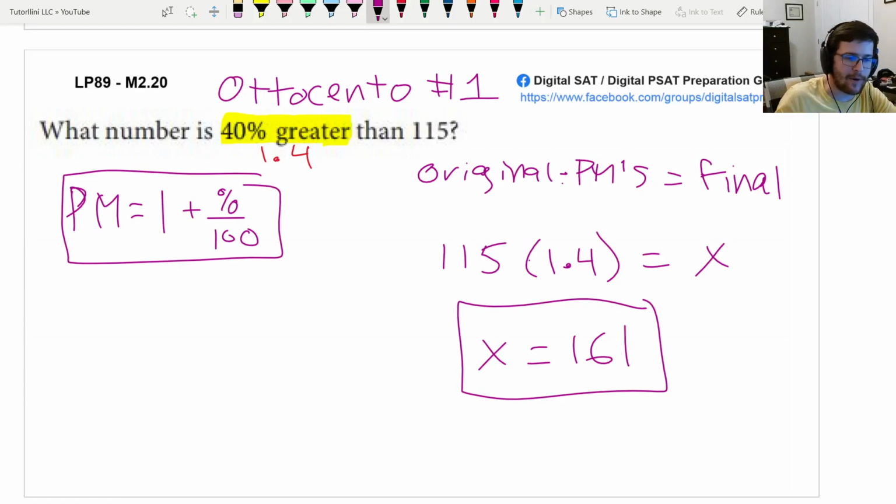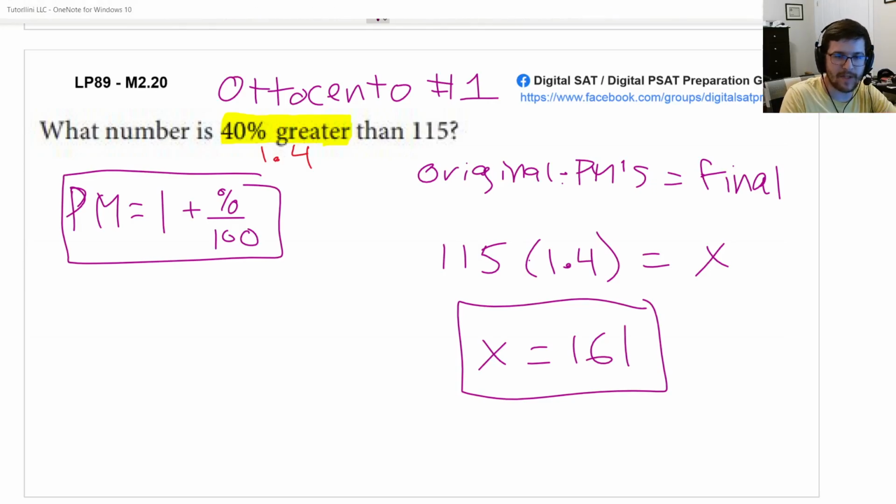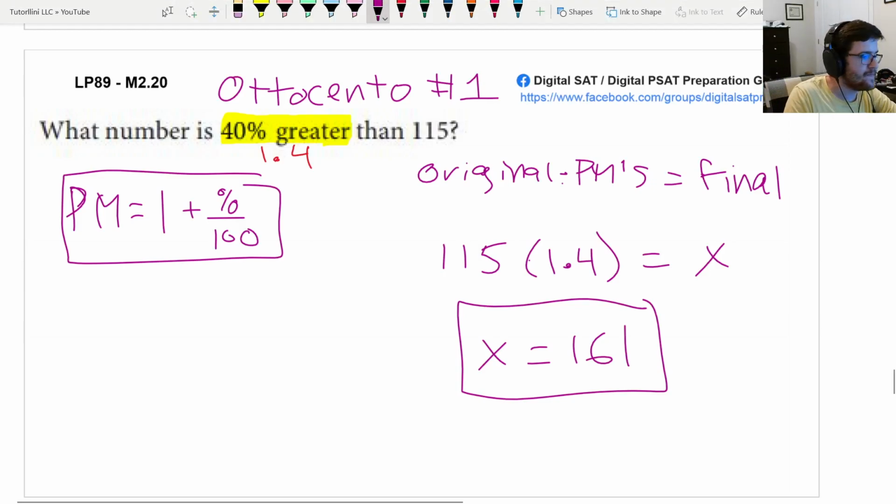I have like an hour-long video going over this. It's my first Ottocento video, #1 on percents. Please go check that out if this confuses you at all. Percent multipliers is one of the most important things on the test. So many people don't understand it. So make sure you know how to calculate it. And since you get a calculator the whole time, it makes it much easier.